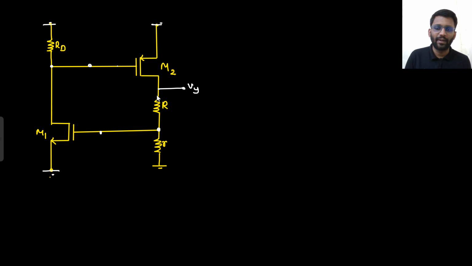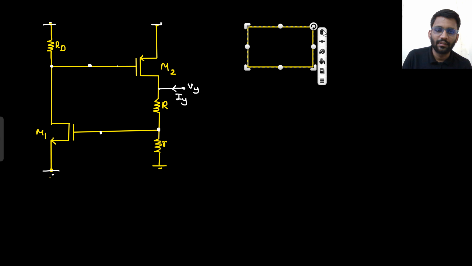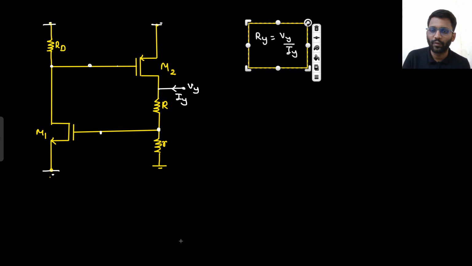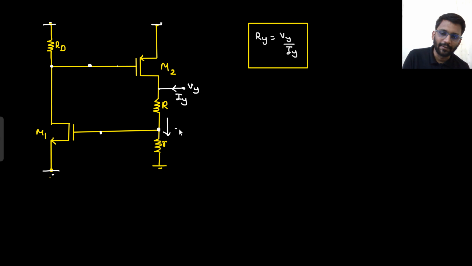So I need to find the output impedance now. For output impedance, I have applied a Vy and I will get an Iy out of it. So what will be my output impedance? That would be Vy by Iy. Right. So this is what I need to find. So what I will do? Let's just call the downward current Ia. There are two components of Iy. One I am calling Ia, the other one Ib, but let's forget Ib, because I am going to find it in terms of Ia only.